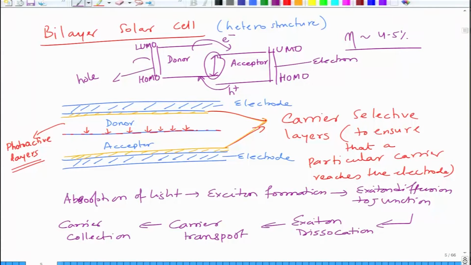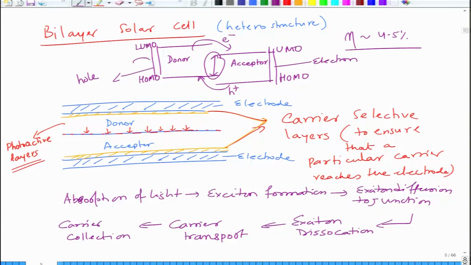So where electron and hole will go depends upon the matching of energy levels of both metals with respect to the HOMO and LUMO of the semiconductors. So this is a typical bilayer solar cell.